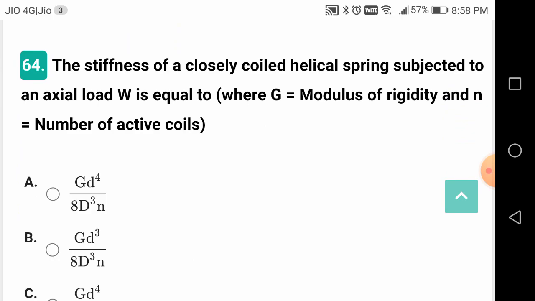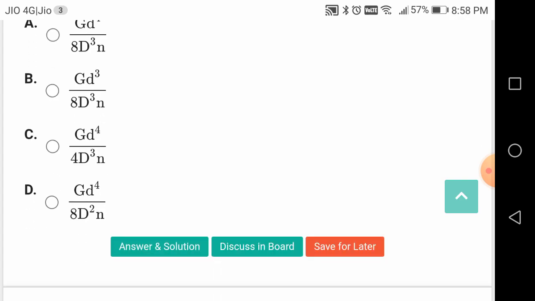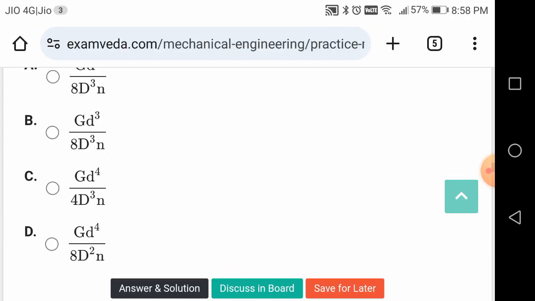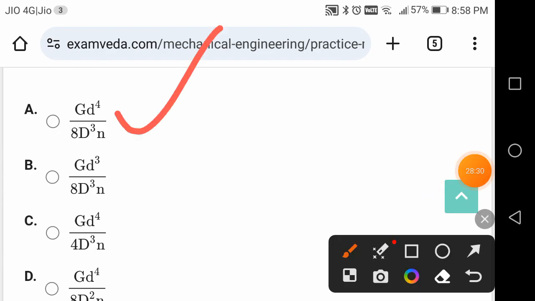The stiffness of a closed coiled helical spring subjected to an axial load W equals, this is once again a good question friends, so you have to remember this answer. A, G d to the power 4 by 8 D cube N. G is the modulus of rigidity of the spring material, d is the diameter of the wire, D is the diameter of the coil and N is the number of turns.